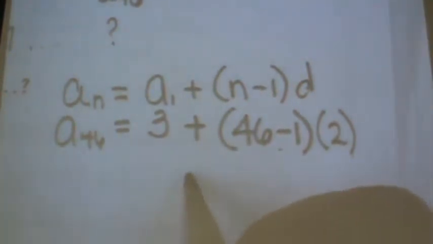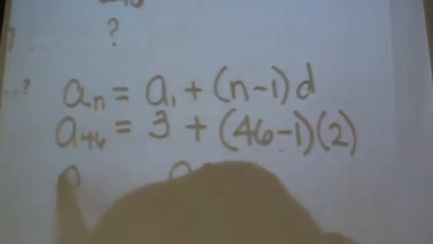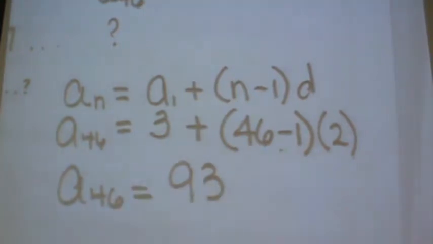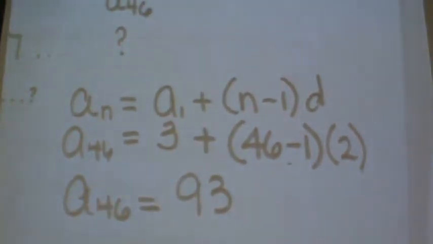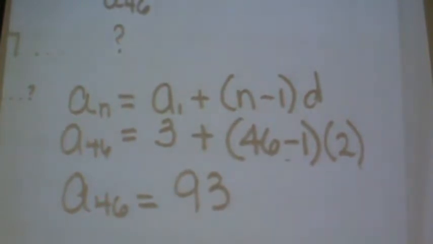What's 90 plus 3? 93. The 46th term is 93. Okay? Don't you multiply 3 times 46? Not all the time, no, because it doesn't always start with 1.